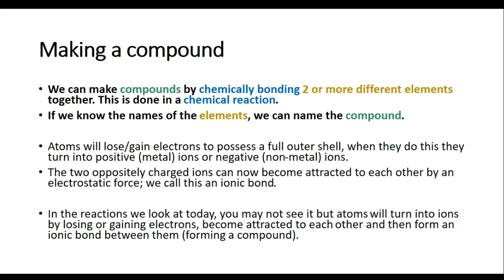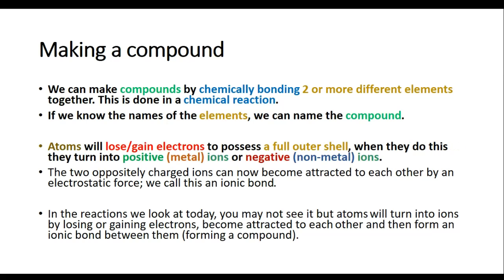Now if we know the names of the elements, we can name the compound. So the name of a compound is made from the names of the elements. Now atoms will lose or gain electrons in order to possess a full outer shell. They want to get a full outer shell, so atoms gain or lose electrons to do this, so they turn into either positive ions or negative ions depending on if they are metal or non-metal.